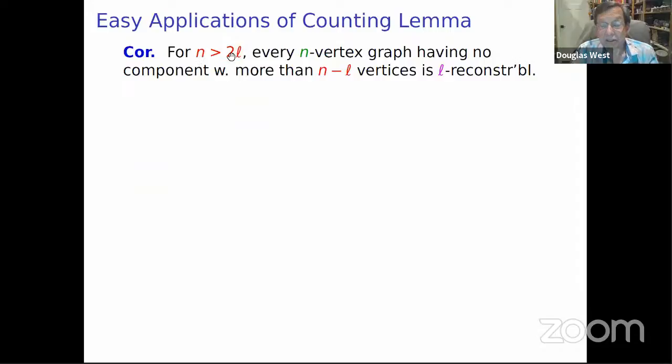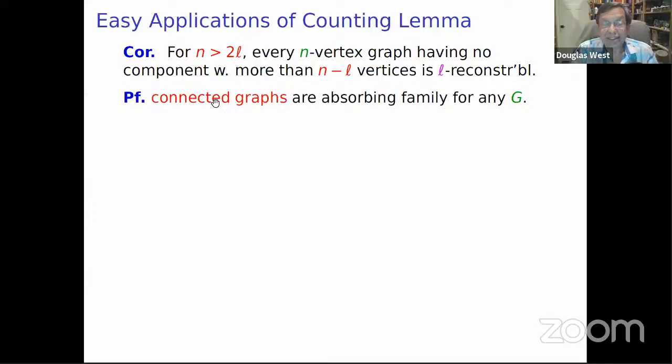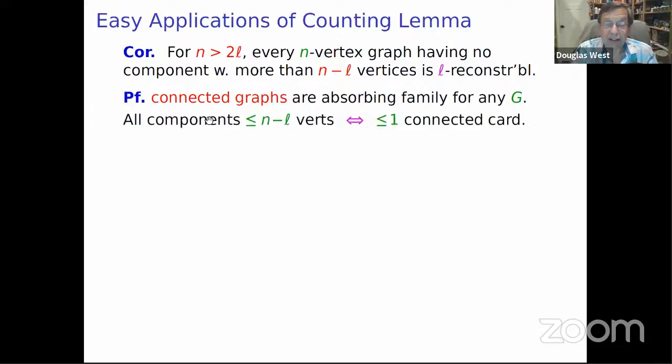When N is bigger than 2L, I claimed that every N vertex graph having no component with more than N minus L vertices would be L reconstructible. So why is this? Because the family of connected graphs is an absorbing family for any graph. What are the maximal connected graphs? They're just the components, okay? And also we can recognize when all the components have at most N minus L vertices, if N is bigger than 2L, that happens when there's at most one connected card. Okay.